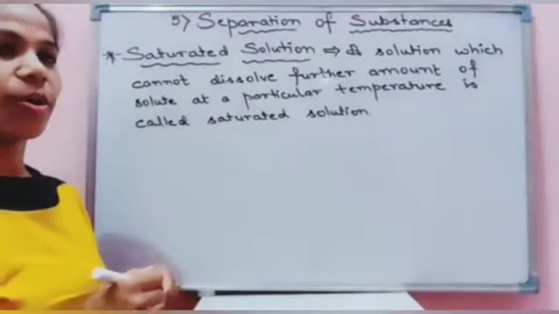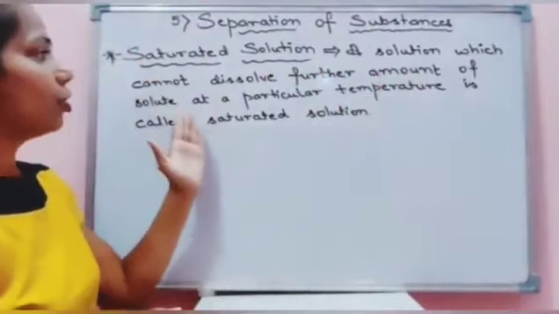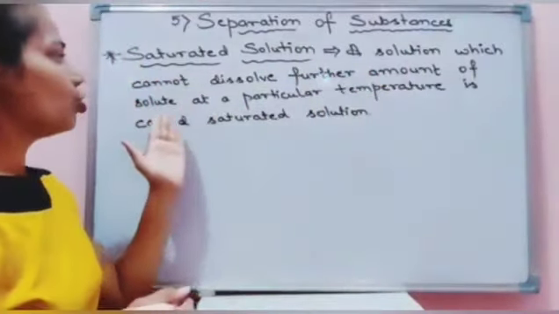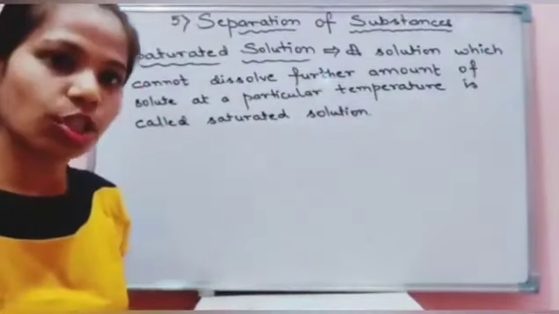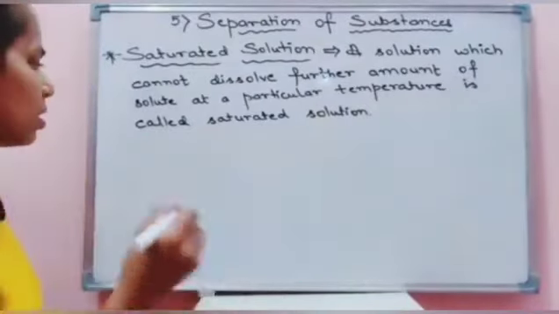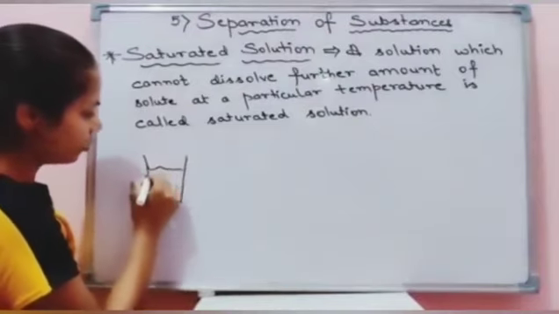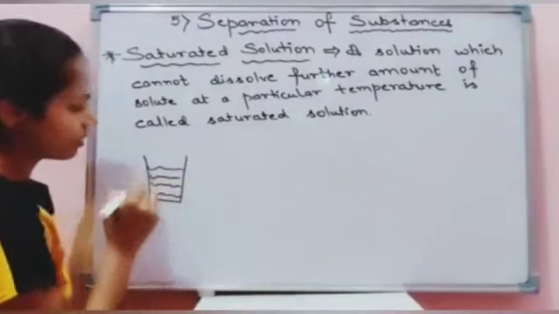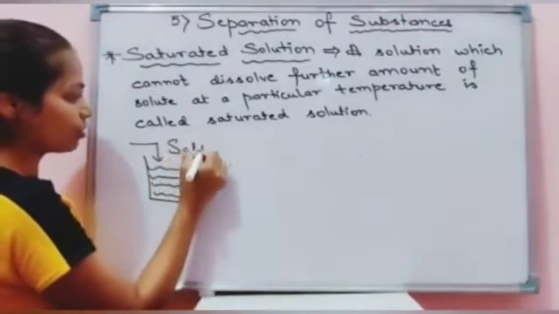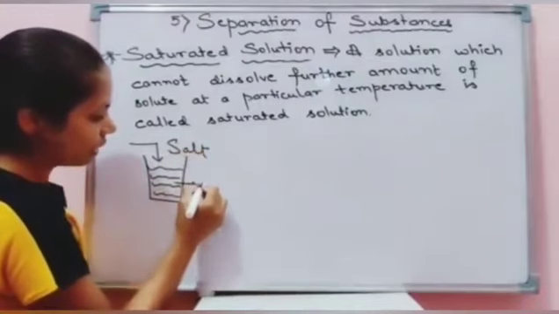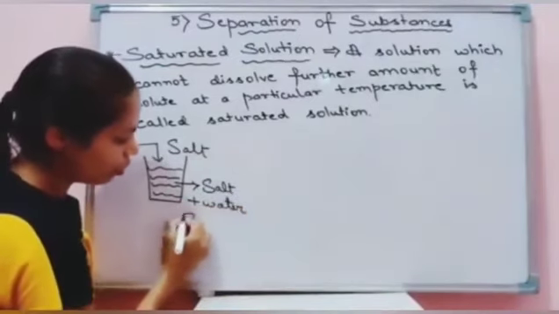Moving on to the next topic, children, saturated solution. A solution which cannot dissolve a further amount of solute at a particular temperature is called a saturated solution. Let's take an example, children. Suppose I am having a beaker and I had poured water in this. Fine. Now I am adding salt in this water. So what do I get? Salt and water solution.